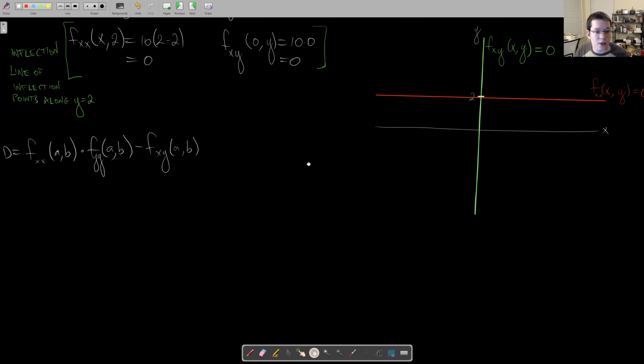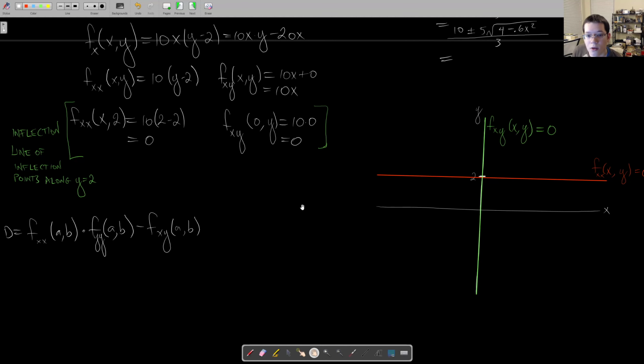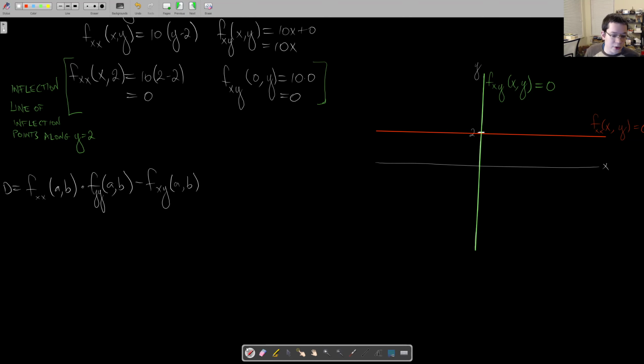So if we evaluate, oh, and I see now how this is supposed to work. Okay. Interesting. So if we plug in let a equal 0 and b equal 2. We've got to try all the combinations of the points, which isn't too bad. We can do that.